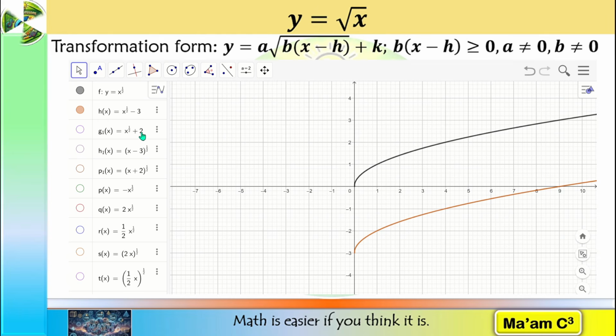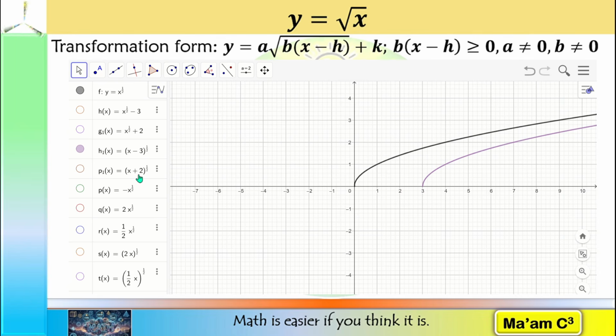Now, what if I add positive 2 instead? So our mother function, the endpoint, moved 2 units up. This is again our k. Let's go back to our mother function. Now, what if I change x here to the quantity x minus 3? What will happen to our mother function? Take a look. The graph moved 3 units to the right. So the endpoint from (0, 0) is now at (3, 0).